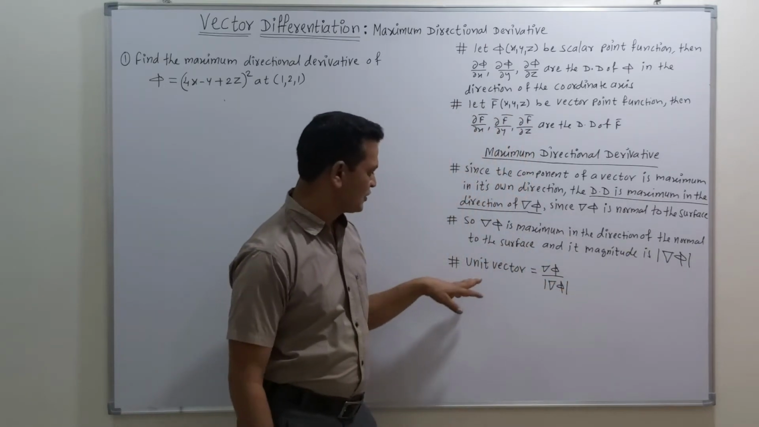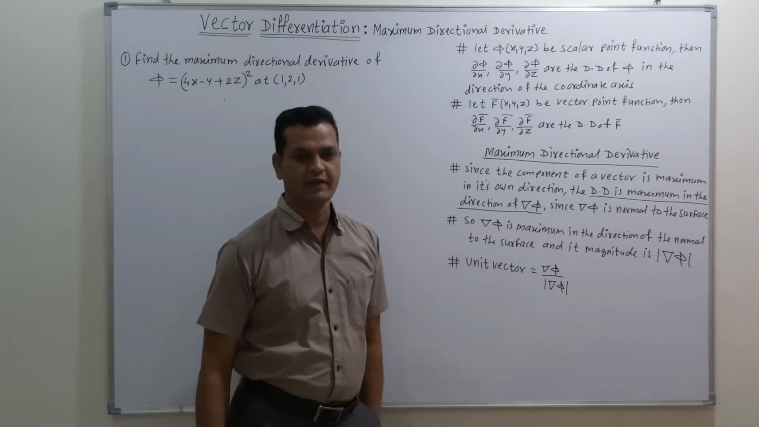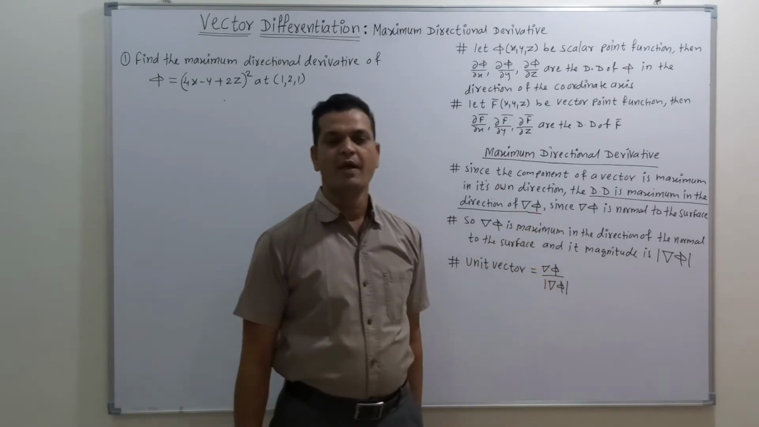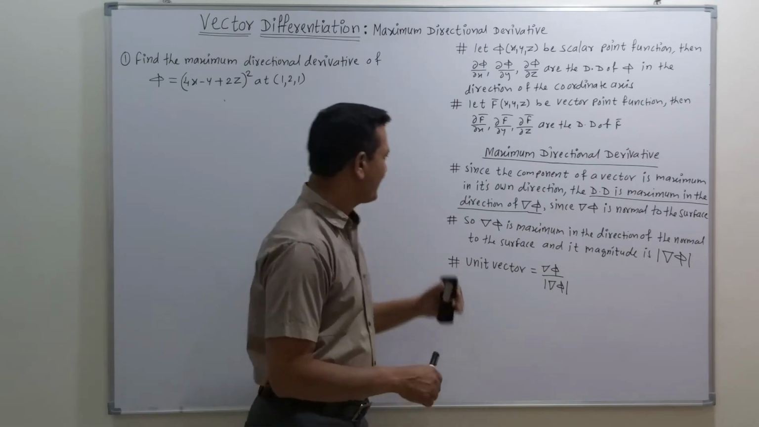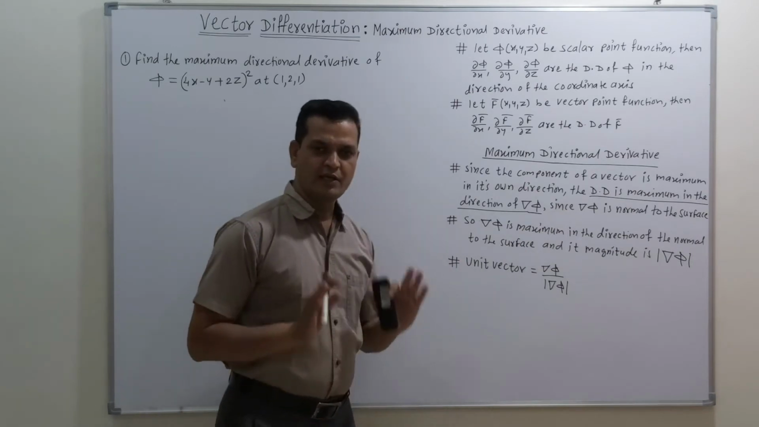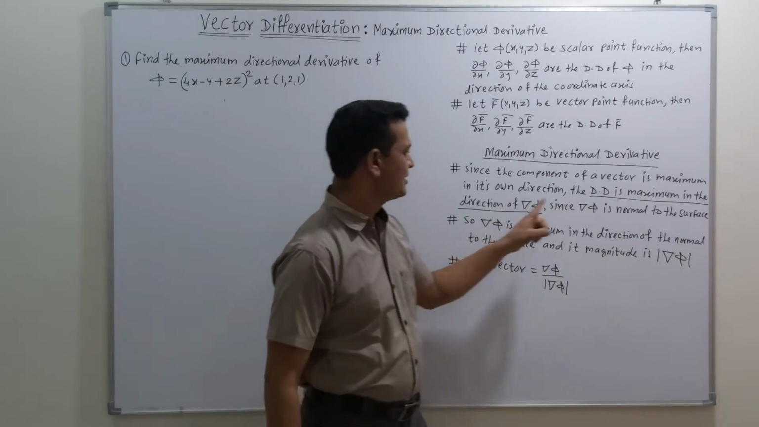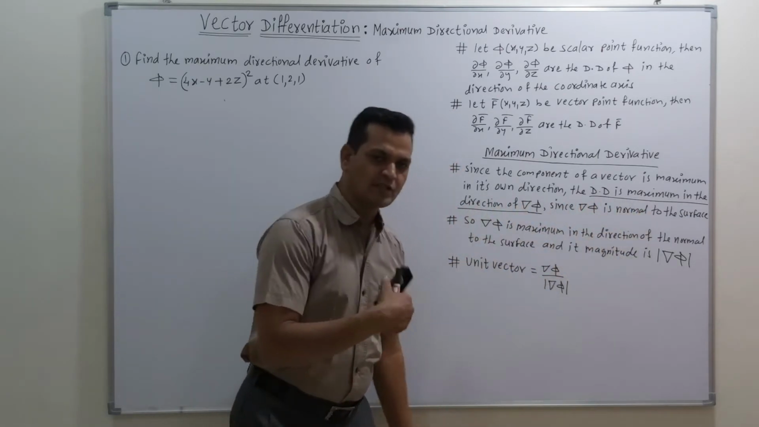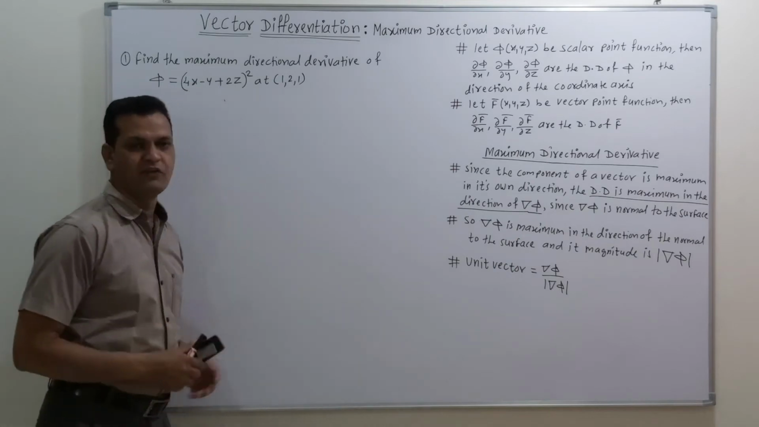Along with this we also require the concept of unit vector. The unit vector of del phi is del phi upon magnitude of del phi. This is the theory part. In short, maximum directional derivative means the directional derivative is maximum in the direction of del phi. Now, based on this theory, let's take the first example.